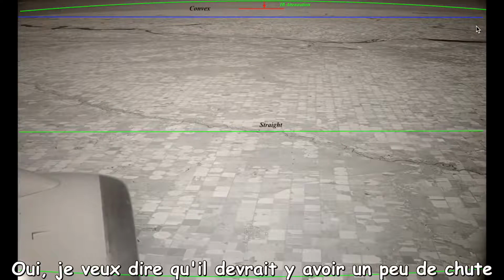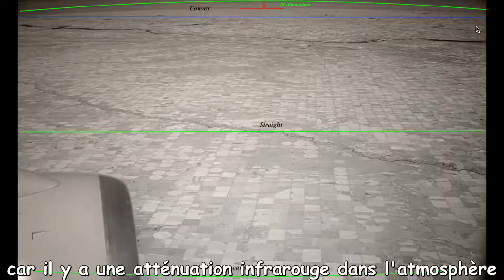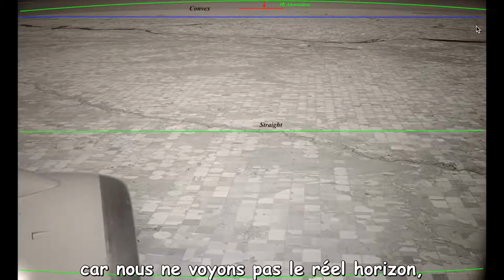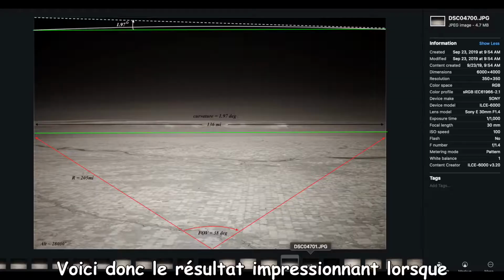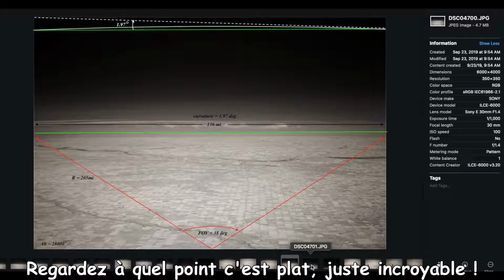Yeah, I want to say that there should be a little bit of a drop or curvature because there is infrared attenuation through the atmosphere. So we should see a little bit of curvature on the horizon because we're not really seeing the true horizon. The atmosphere blocks our view. So here's the amazing result when I position the horizon at the center of the image. Look how flat it is, just incredible.